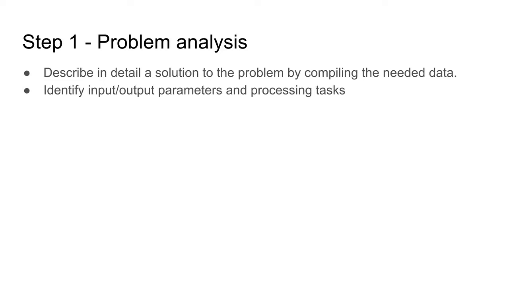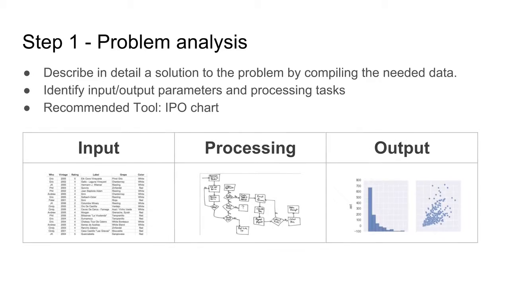You can use an IPO chart to facilitate this exercise. An IPO chart is a three-column table to document what you know or what you don't know about the input, about the processing task, and about the output, the expected output of the problem. So let's go over an example.